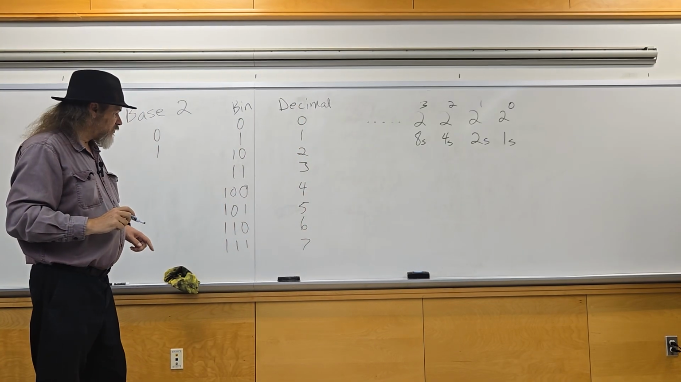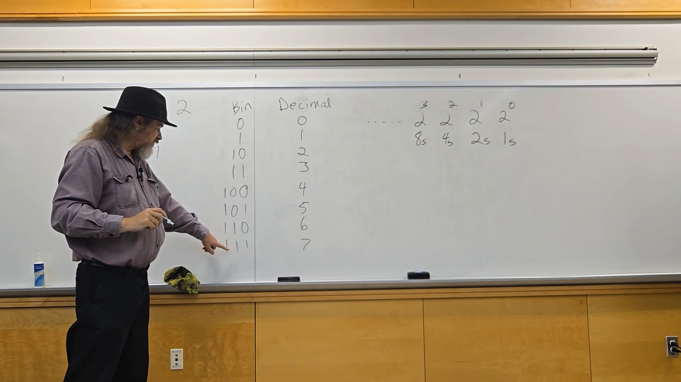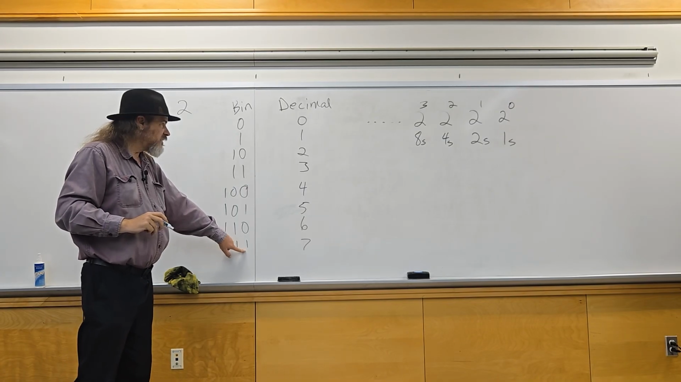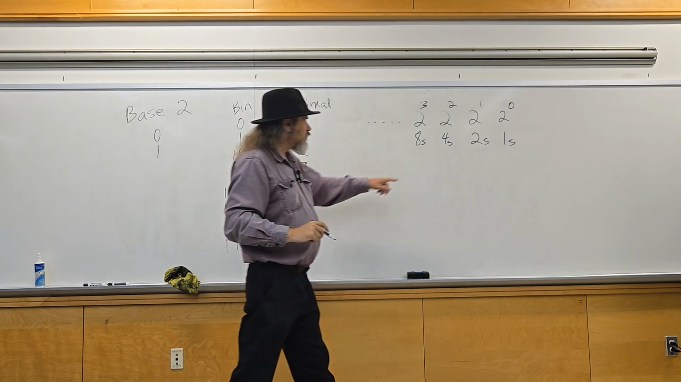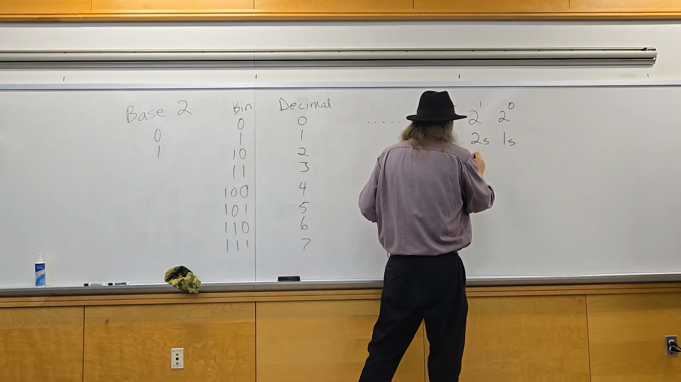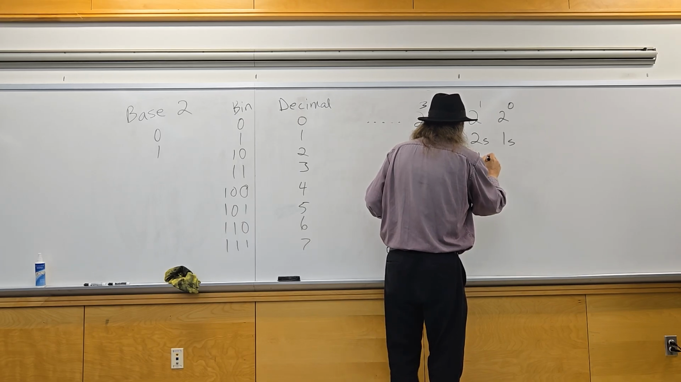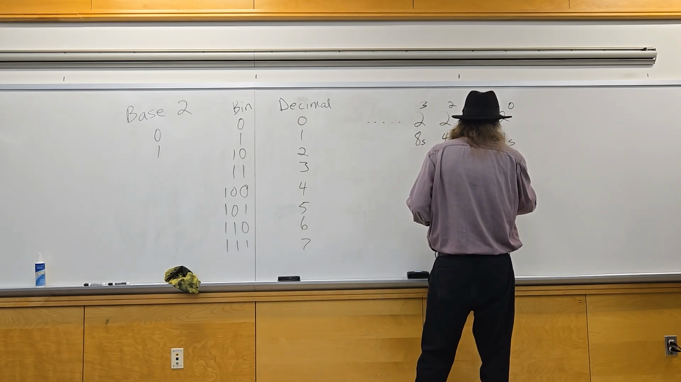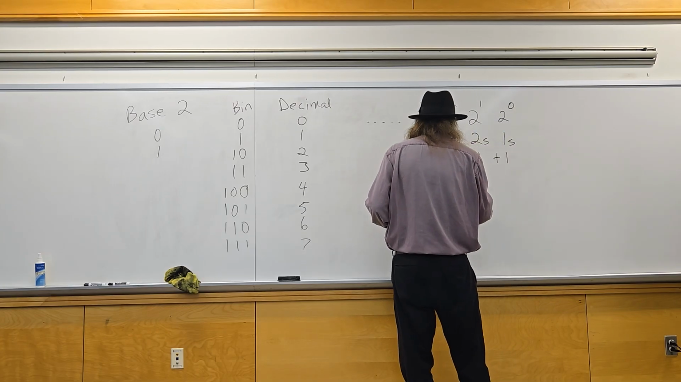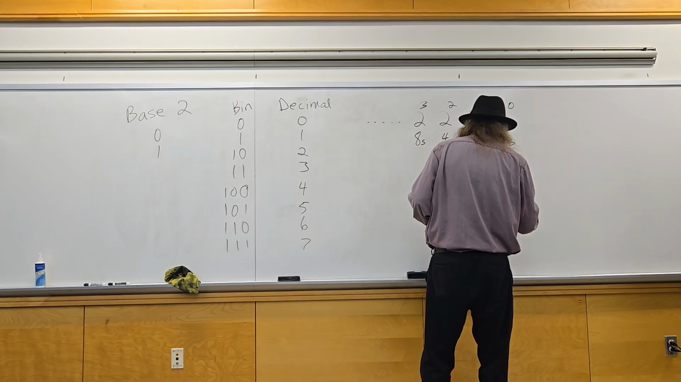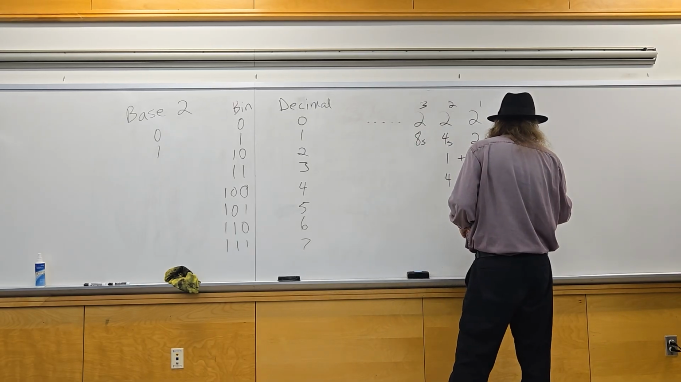So to get, in the example here, 1, 1, 1, you have 1, 4, 1, 2, and 1, 1. So it's 4 plus 2 plus 1 equals 7.